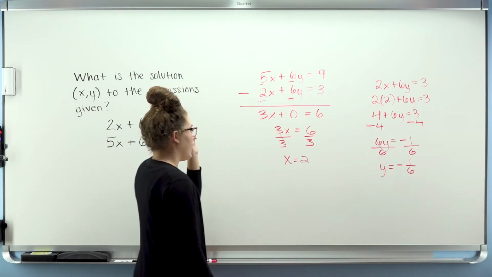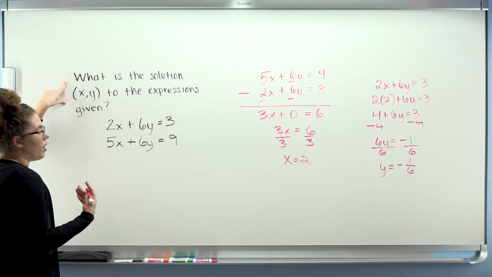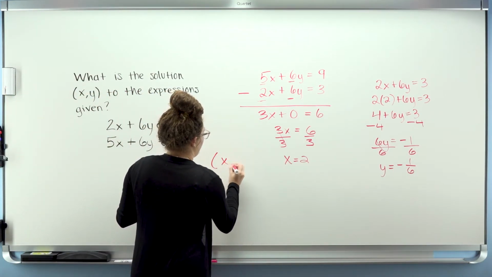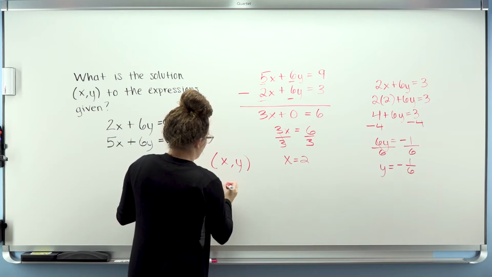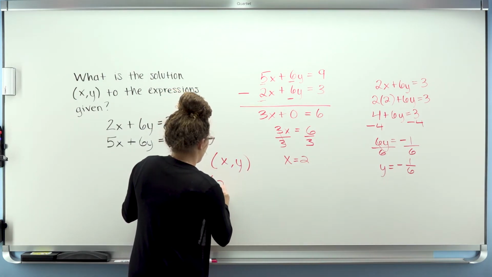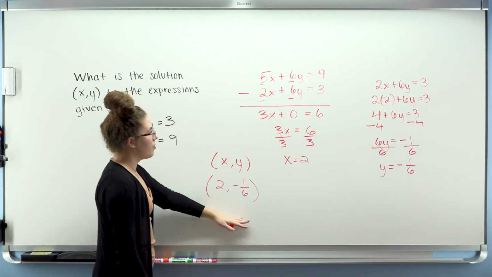Right? So again, because the problem asked it to be given in the xy coordinate form, we just say, right, we want x comma y, so we'll fill that in for what we know the values are, with 2 for x and negative 1/6 for our y.